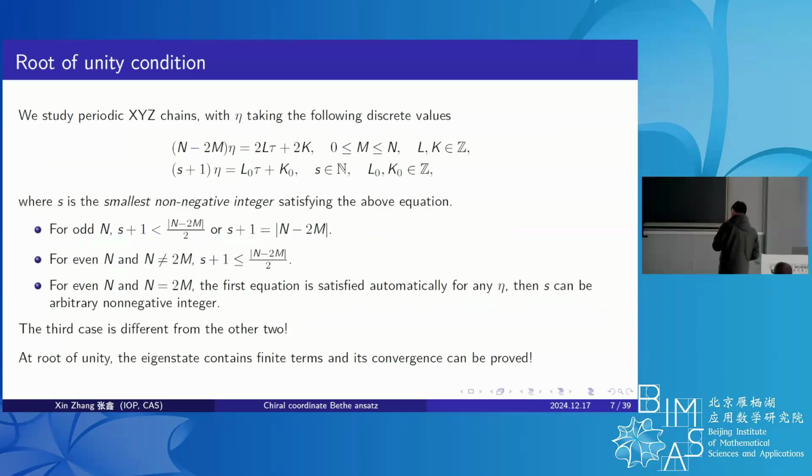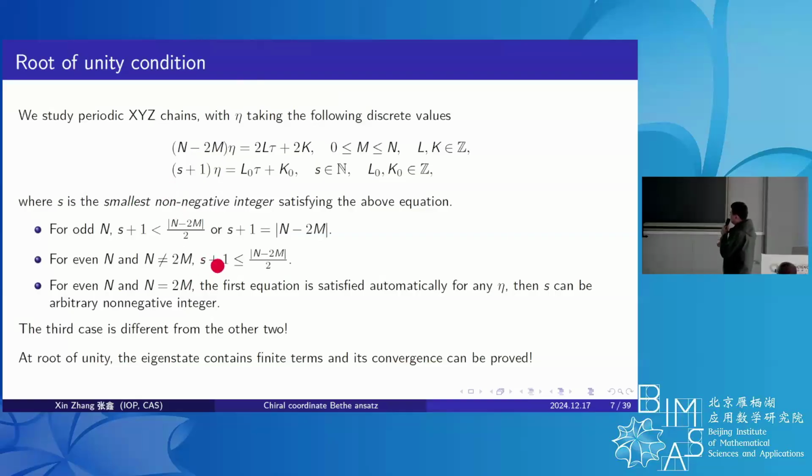In our work, we studied the periodic XYZ chain, but we let eta take root-of-unity values. What is the root of unity? Here we consider a system with total lattice size N. M is an integer, and tau and 1 are the two periods of the theta function. Here is what we call the root of unity conditions: if the first and second equations are satisfied, we call it the root of unity condition. Here s is the smallest non-negative integer satisfying these equations. We see that if the capital M is not N over 2, in fact this s plus 1 has a limit.